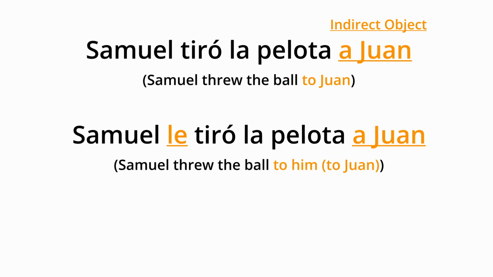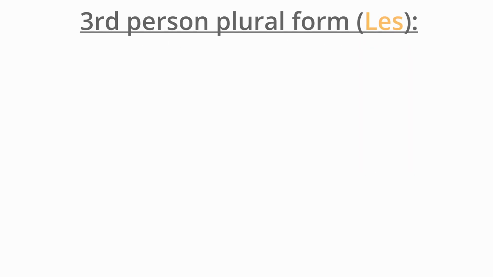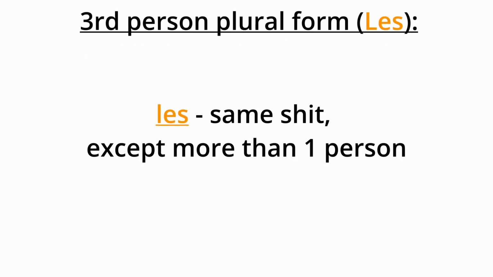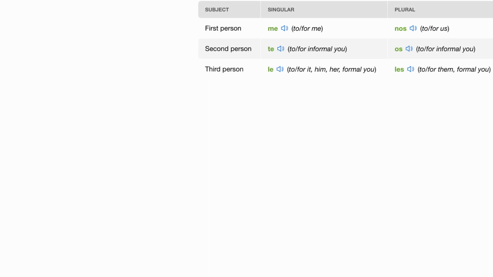But if there is a need to clarify who exactly you're talking about, it's a good practice to keep both le and Juan. You will see it all the time. I know it's weird, but it's absolutely normal, simply because it helps keep things more precise. Otherwise, you may be asked to specify to whom exactly you threw the ball. Now let's talk about les. Les works exactly the same way as le, except in this case we are dealing with more than one person. Good talk. Alright, now it's time to clear all confusion by going over some examples.